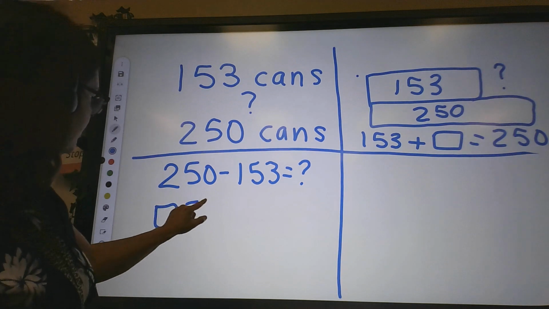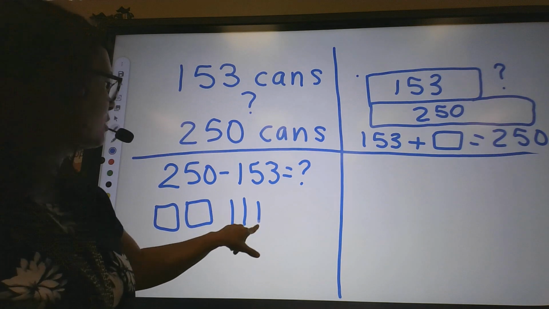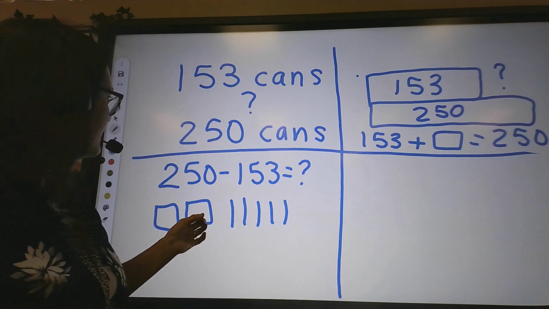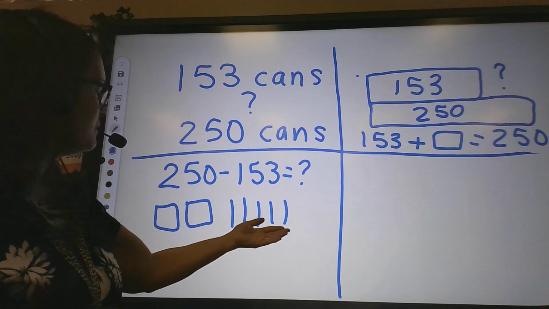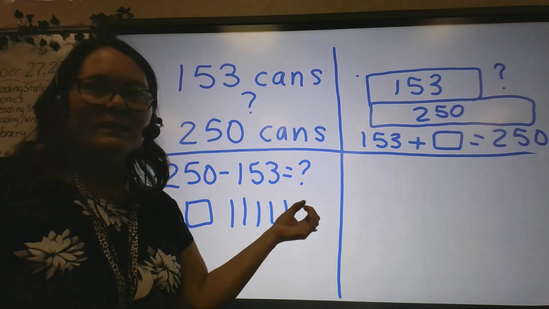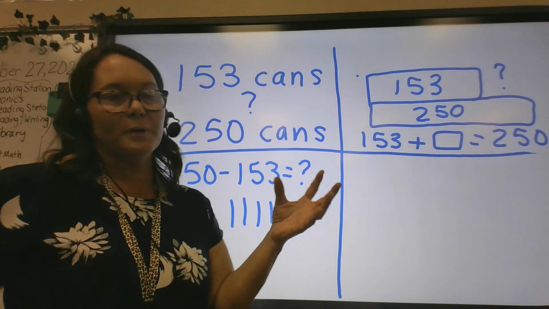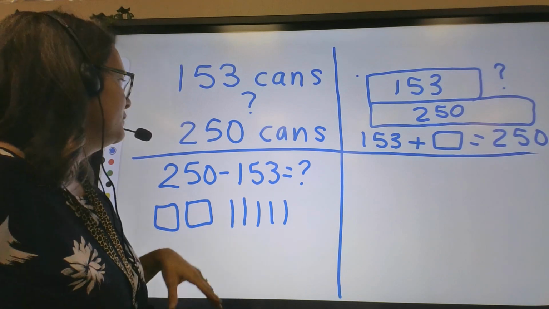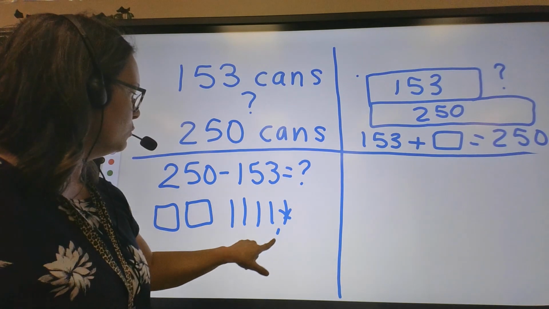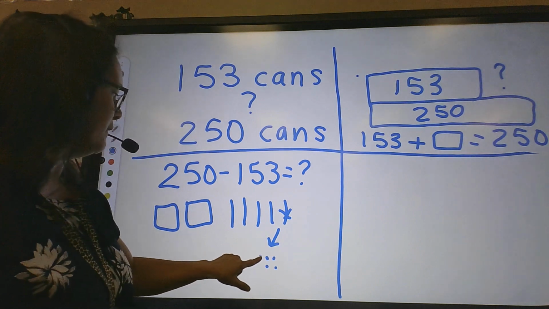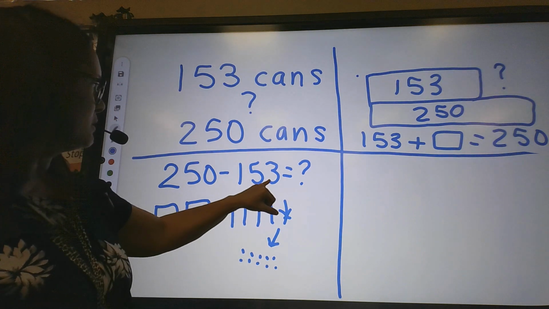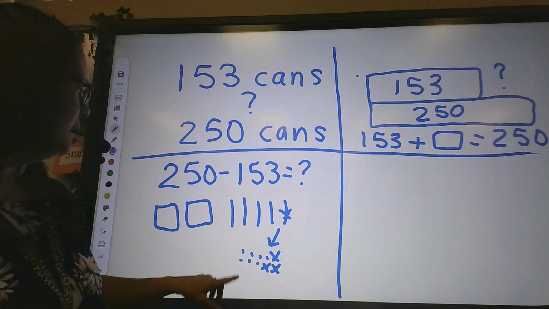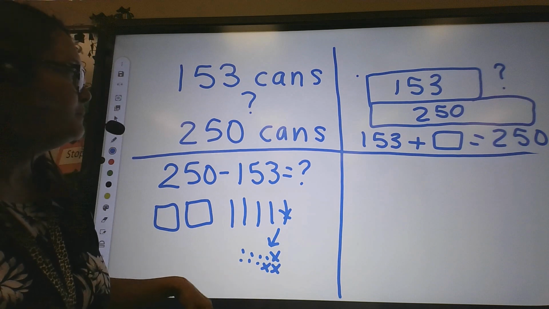I have 200, 10, 20, 30, 40, 50. I have 250. Now I can't take away 3 ones if the ones are caught up in the 10s. So we're going to break the 10s, decompose them so that I can access those ones and take away the 3. So I'm going to break one of the 10s, 1, 2, 3, 4, 5, 6, 7, 8, 9, 10, and then I'm going to take away 3 ones. 1, 2, 3. And that leaves us 7 ones.